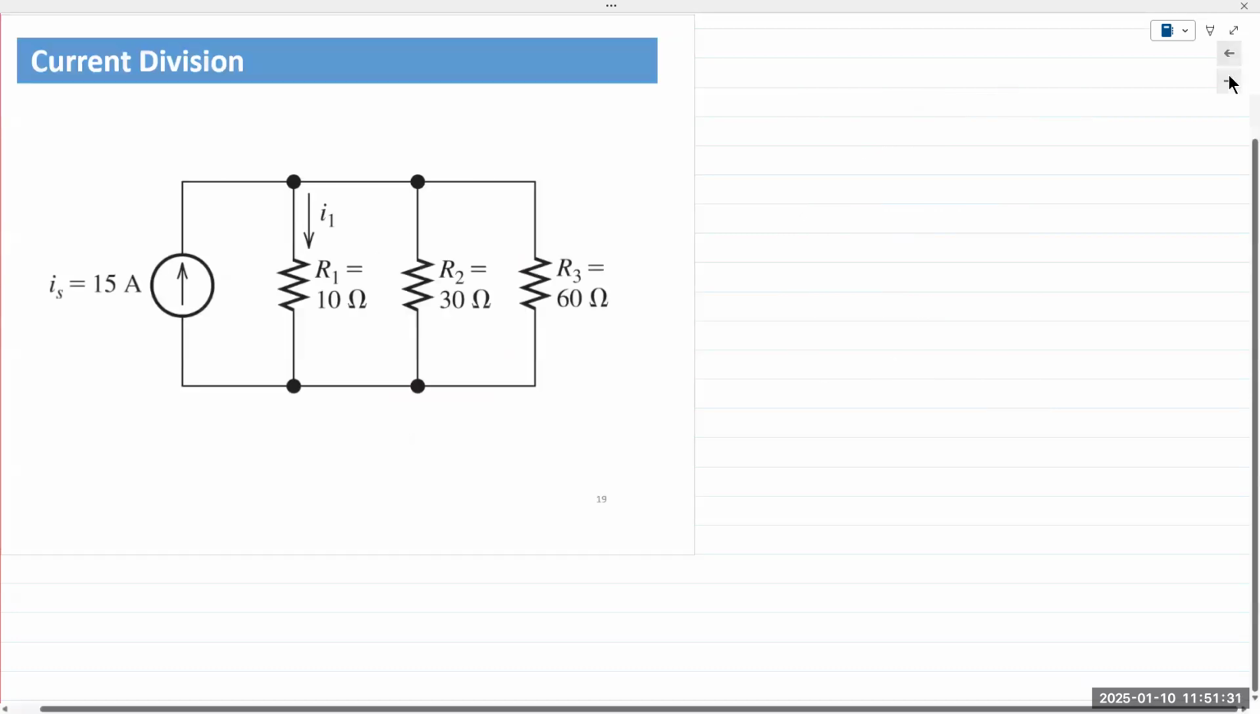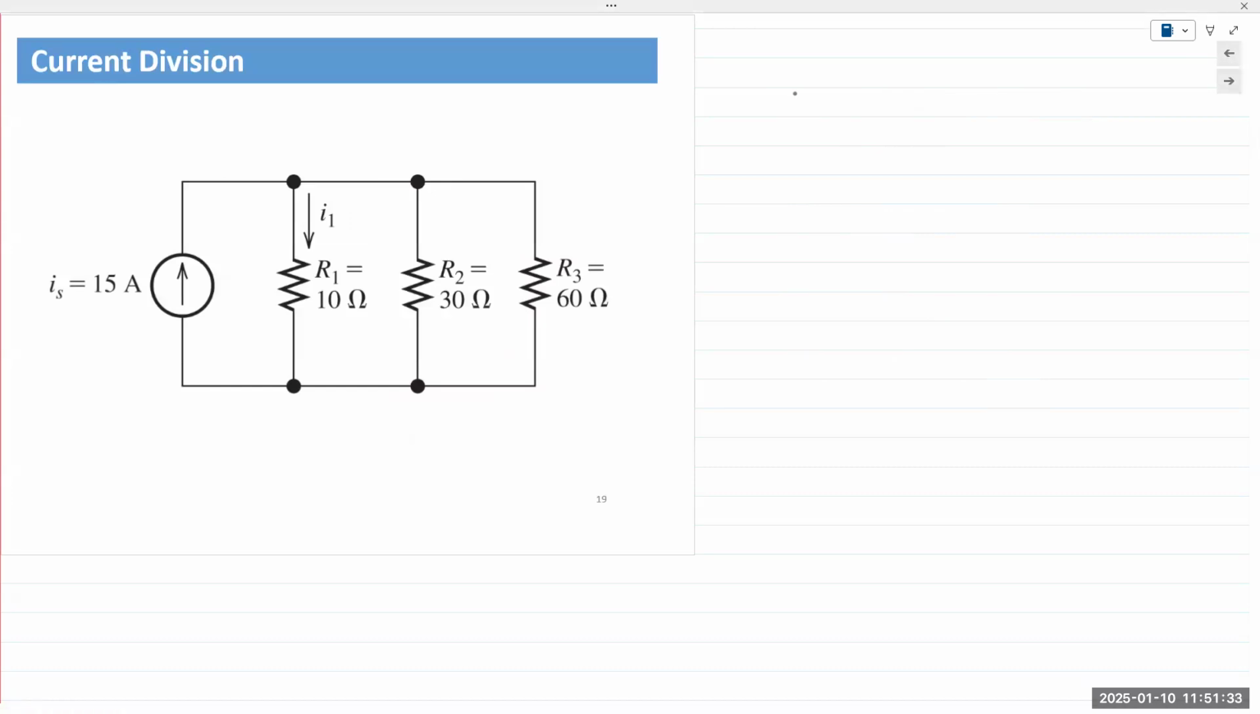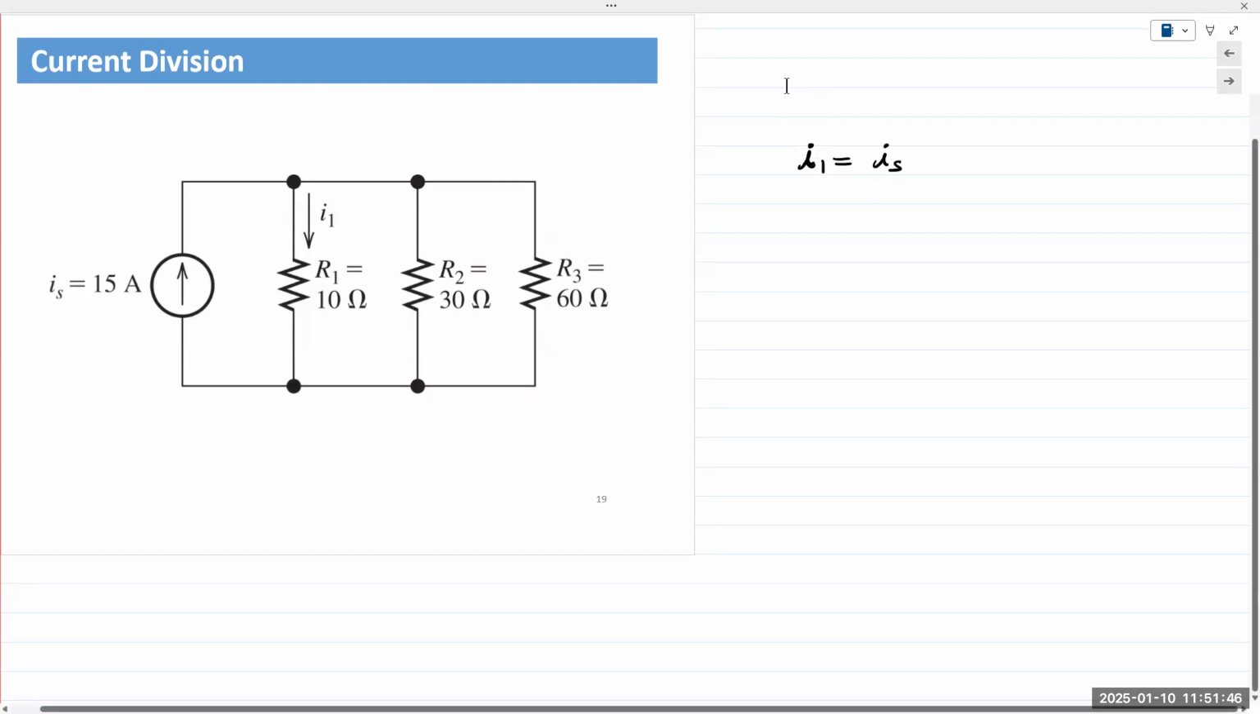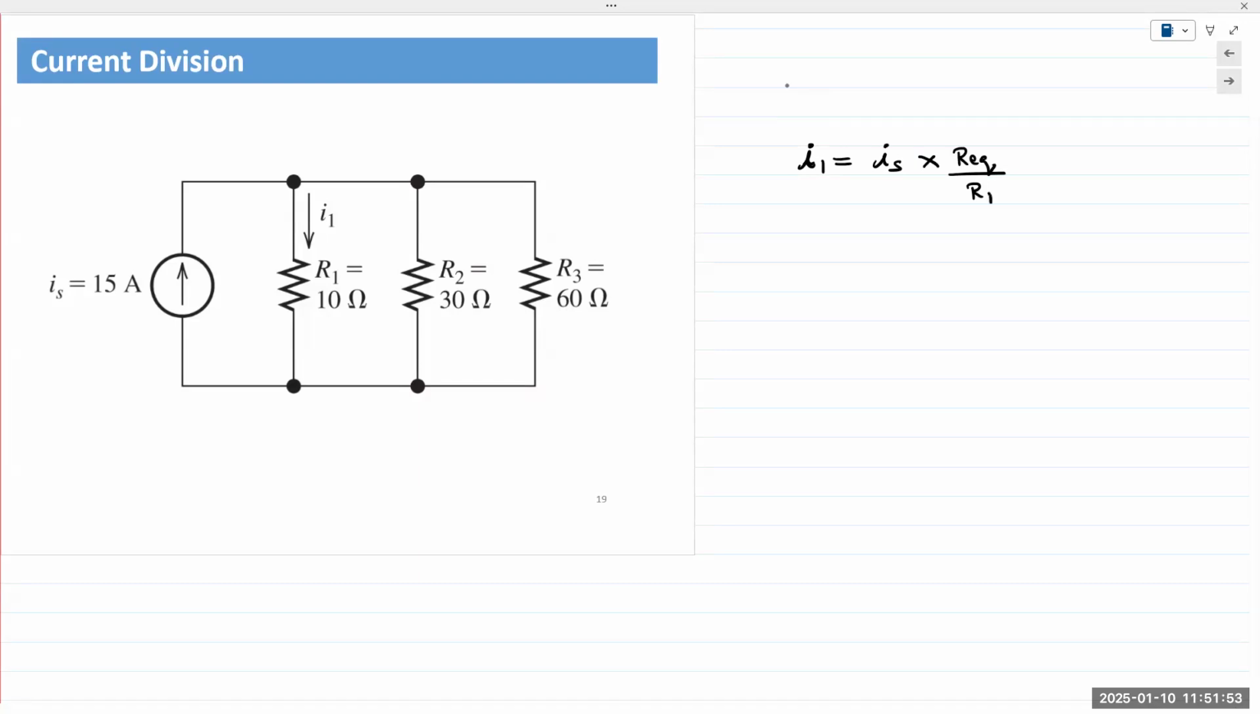And then current division is the same, but there is parallel connection of currents. And so I can write I1, and I'm going to move along here. I1 is a fraction of Is, which is the supply current. The fraction is given by the ratio of Req to R1, flipped.